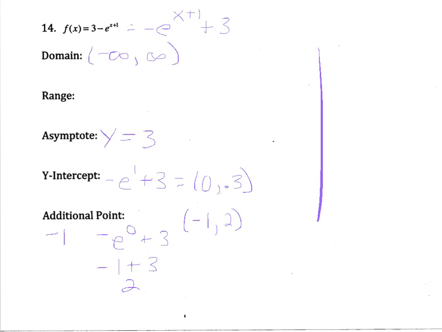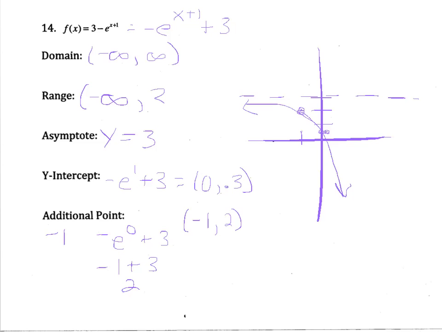And if we graph this, we have our asymptote up at 3. And our point is at -1, 2. And our intercept is at 0.3. So our graph looks like this. So our range is negative infinity up to 3 since it's below the asymptote.